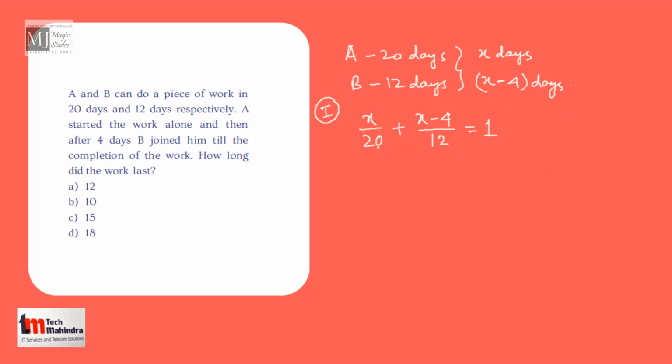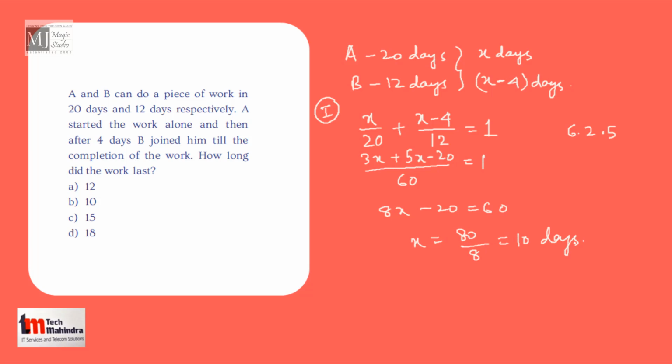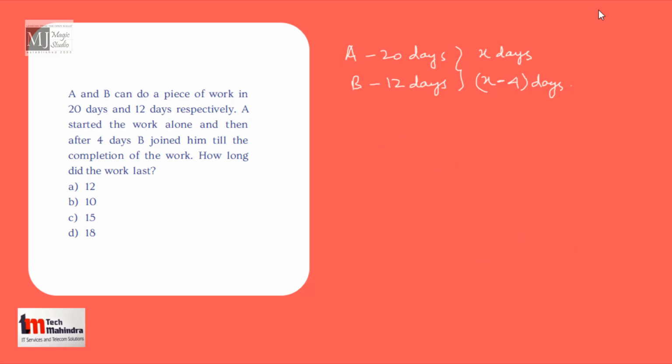Now, LCM of 20 and 12 is 60. So 3x plus 5x minus 20 equals 60, or 8x minus 20 is 60, so 8x is 80, x equals 80 by 8, that is 10. How long did the work last? 10 days. Option B is the answer.